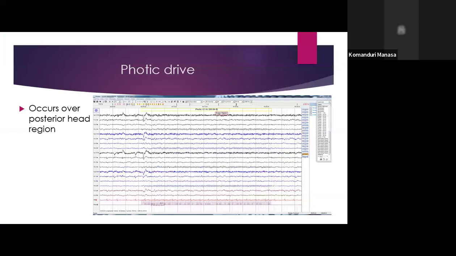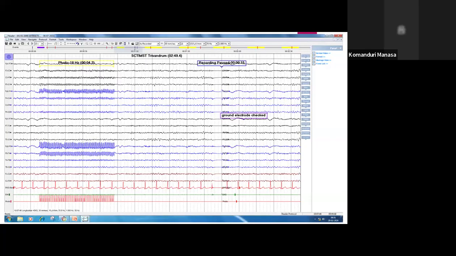This is to be differentiated from photic drive. Specifically, those channels show high impedance. If you get high impedance in a segment of channels, what would be the ideal impedance? Less than 5 kilo ohms. What are the situations when it is not? When we don't properly prepare the skin, or there is drying of the conductor gel, it can cause high impedance. These are the reasons why we could get high impedance: improper skin preparation or drying of the conductor paste.